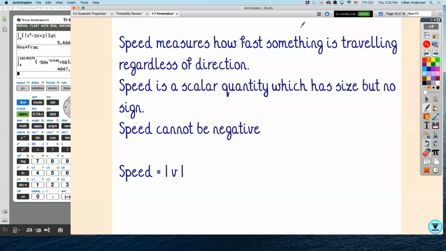Speed measures how fast something is traveling regardless of the direction. Okay, the speed limit, how fast you should be going when you're driving. It is a scalar quantity that has a size but no sign, so it cannot be negative. Speed is the absolute value of velocity. So when you're finding the distance traveled, you take the absolute value of the velocity function, finding the integral of speed.